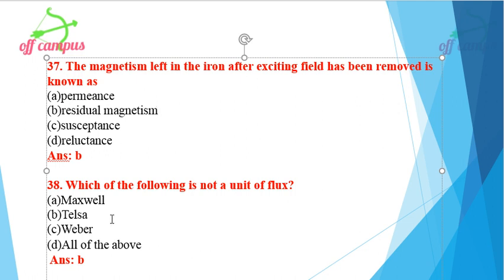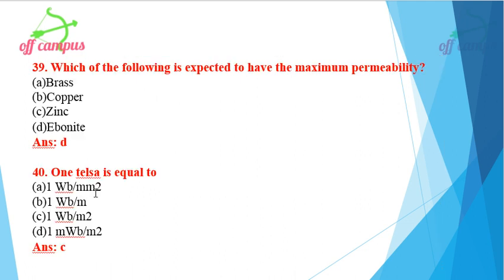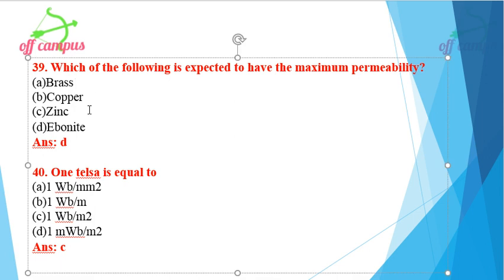Weber is also a unit of flux and Maxwell is also a unit of flux. So which is not a unit of flux? Tesla is not a unit of flux. Option B, Tesla, is the right option for this question. Then question number 39, which of the following is expected to have maximum permeability? The options are brass, copper, zinc, ebonite. Maximum permeability is option D, ebonite.